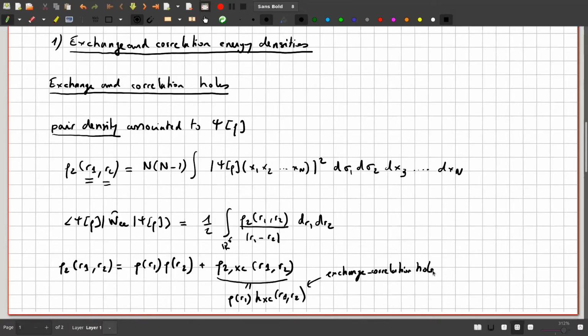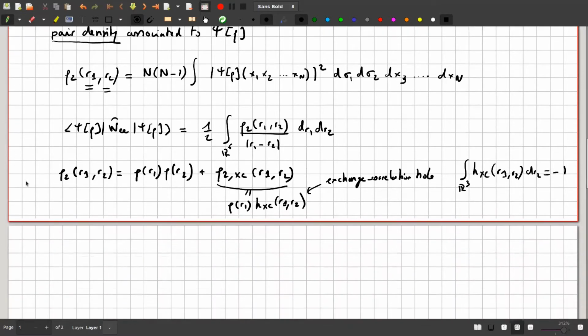So there is one important property of this hole. It's that you can show that it integrates to -1 if you integrate it over R2. Okay, so it contains one negative charge, if you want. Okay, so now let's define exchange and correlation contributions to this quantity.